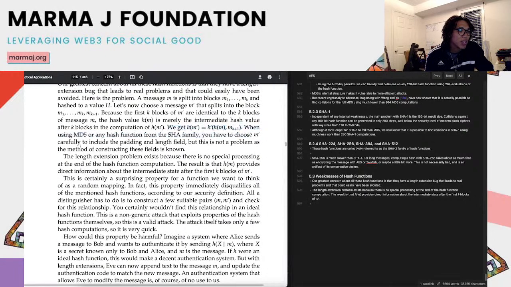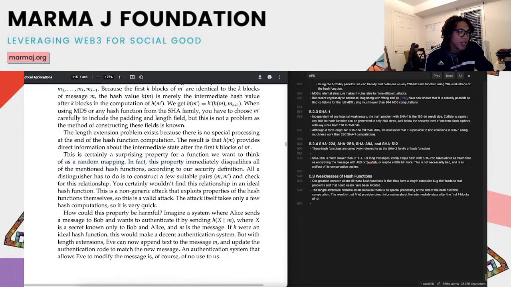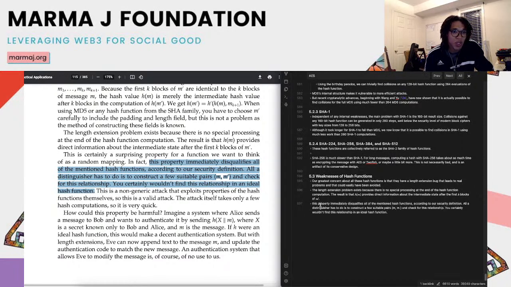We get this. Okay, the length, and so on. This is a present property. In fact, the property really describes all the message values according to the description. All you have to do is do this. And you wouldn't find that in an ideal hash function.